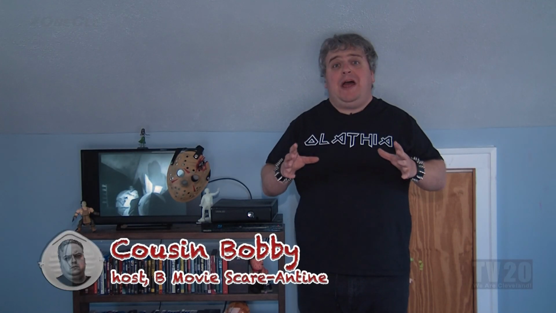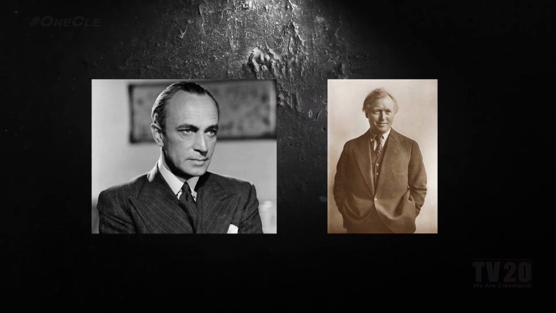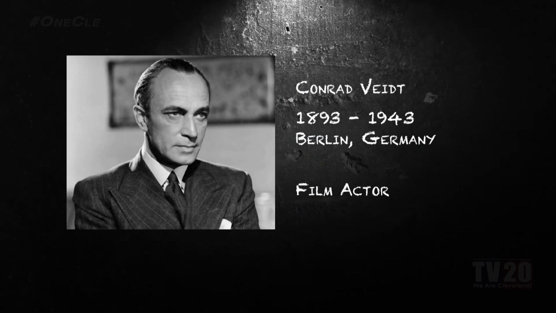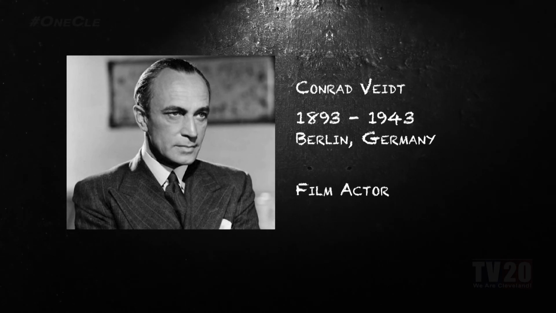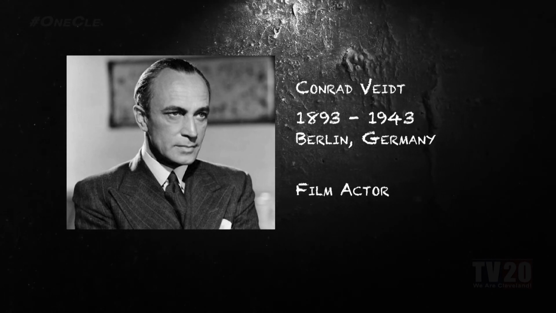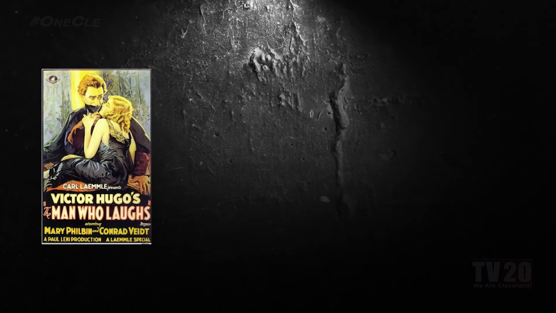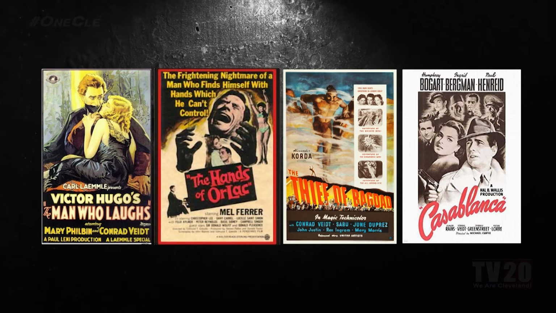The pairing of Conrad Veidt as Cesar the Somnambulist and Werner Cross as Dr. Caligari is an interesting one, and I'll get to why here in a second. Both were two of Germany's top actors. Veidt was born January 22nd, 1893, and he had a multi-continental career, which included acting in countries like Germany, England, and the USA. His movies include The Man Who Laughs, The Hands of Orlok, The Thief of Baghdad, and Casablanca.